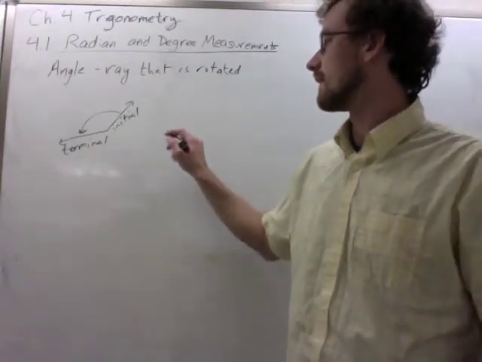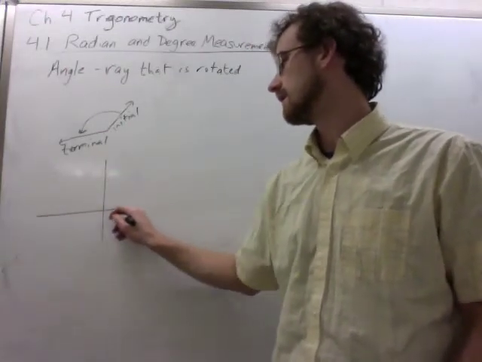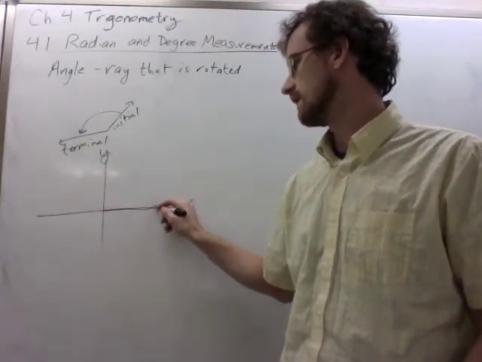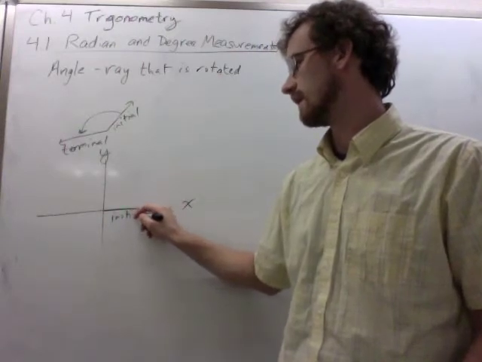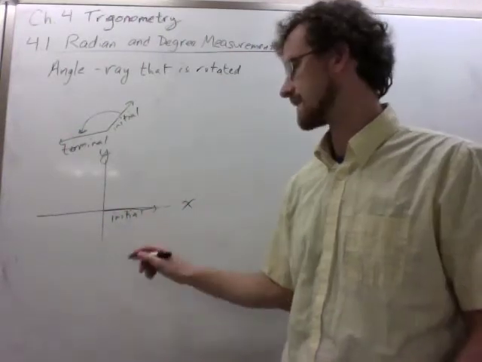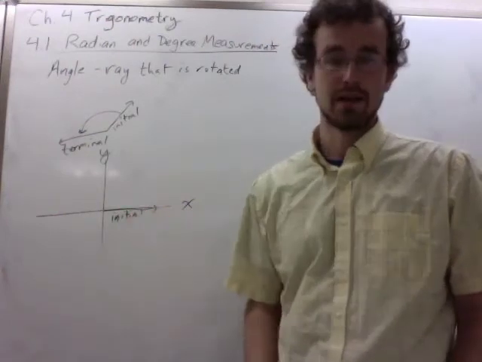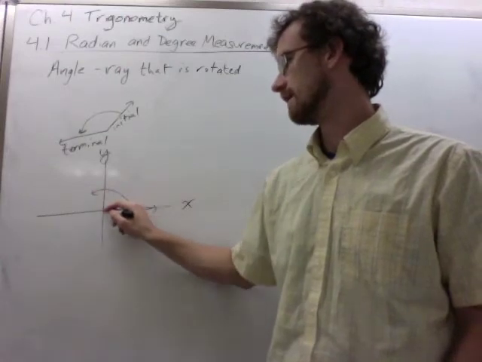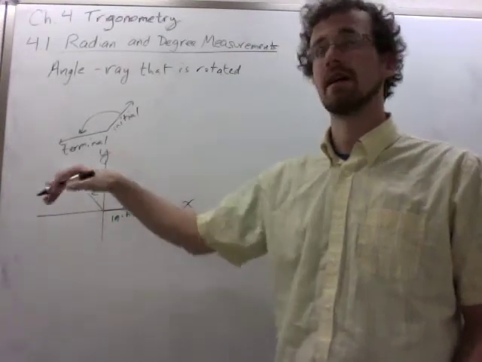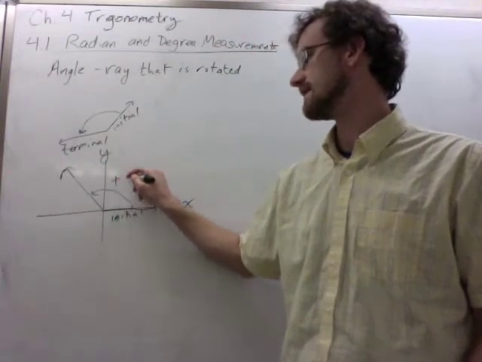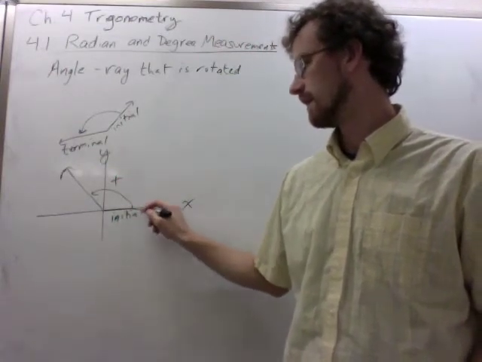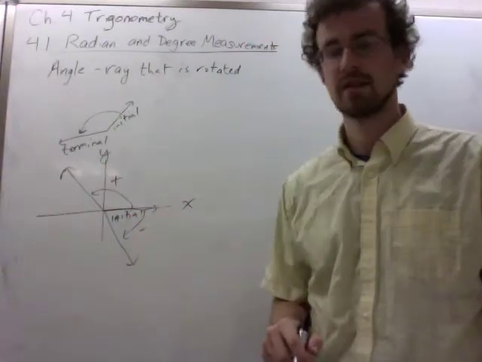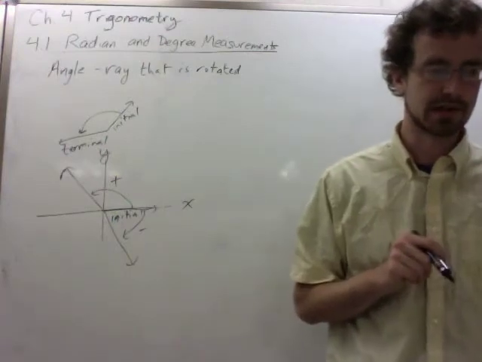If we have a set of coordinate axes, our typical x and y axis, we will generally take the initial side of our angle and put it on the x-axis. And then if our angle is a positive angle, we will rotate in a counterclockwise direction. This is a positive angle. If we have a negative angle, we will rotate in the clockwise direction.